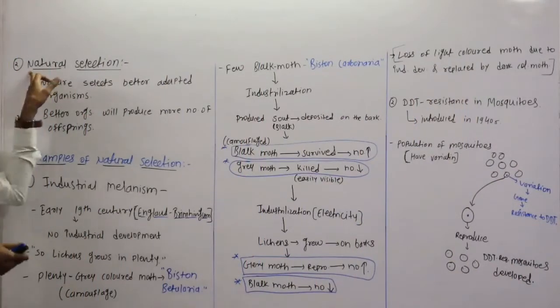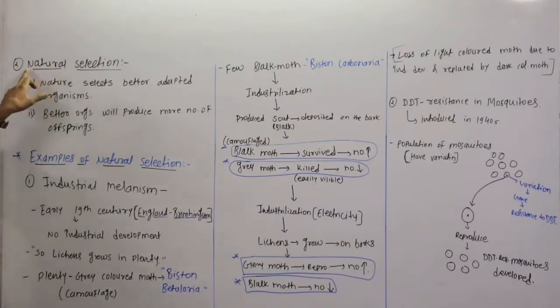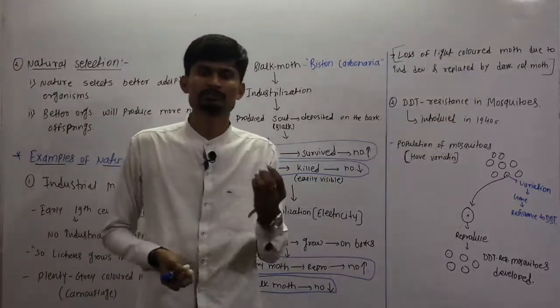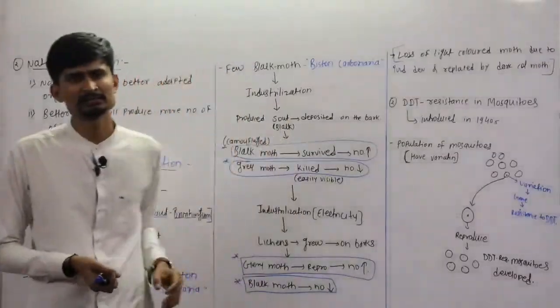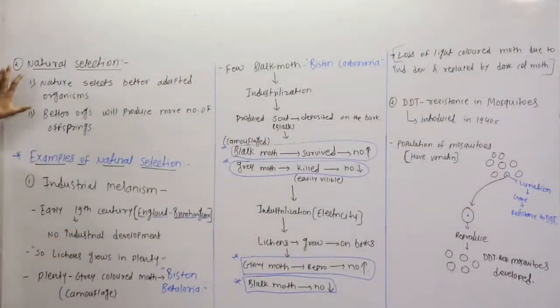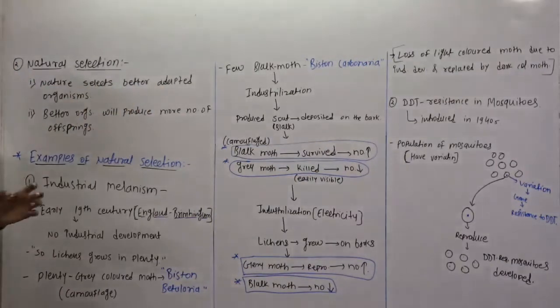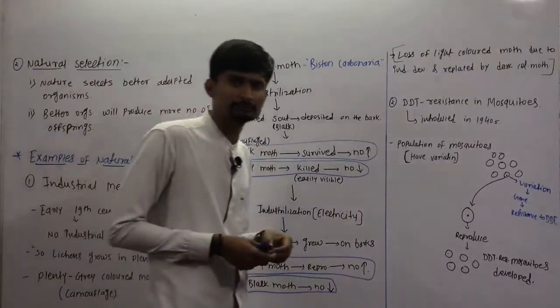Next postulate of the neo-Darwinism theory is natural selection. You know that natural selection was given by the scientist Darwin. So what does natural selection say? Nature selects the better adapted organisms. Okay, we have seen Darwin's theory of natural selection.